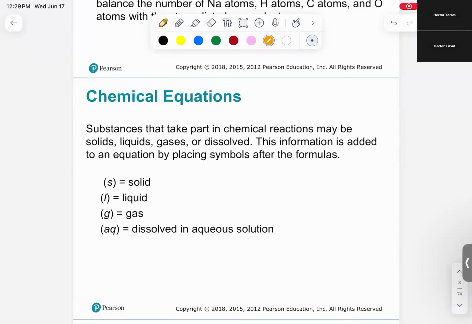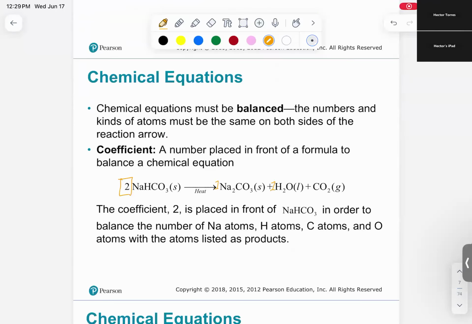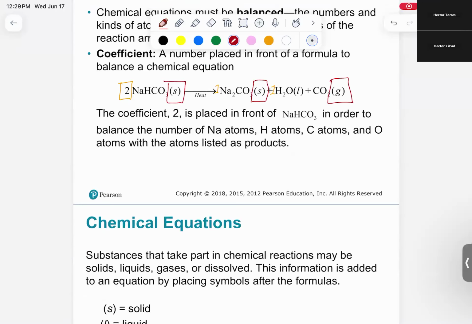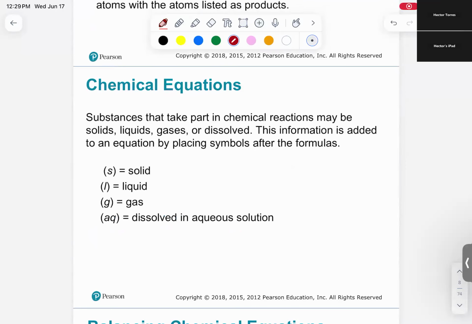Okay, and if you noticed on our chemical equations, there's this little part, which is a parentheses, and it has an S, and this one has a G. So let's talk about what those mean. If you look here, each substance in the chemical reaction either comes as a solid, liquid, gas, or is dissolved in aqueous solution. So this is actually important to know.